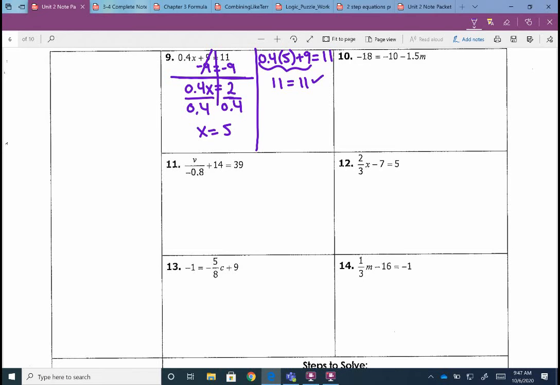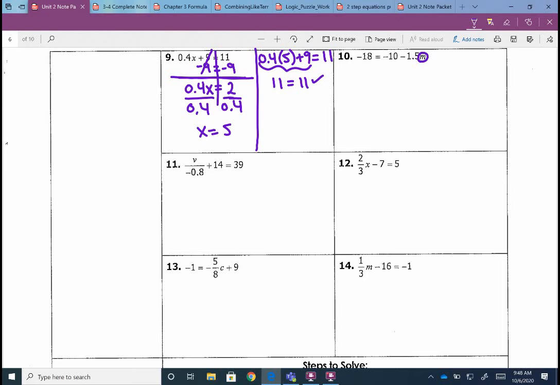As I look at question 10, remember, figure out where your variable is first. There's my m over on the right. My job is to get m by itself. So that means the negative 10 and the negative 1.5, we need to move those out of there using our inverse operations.